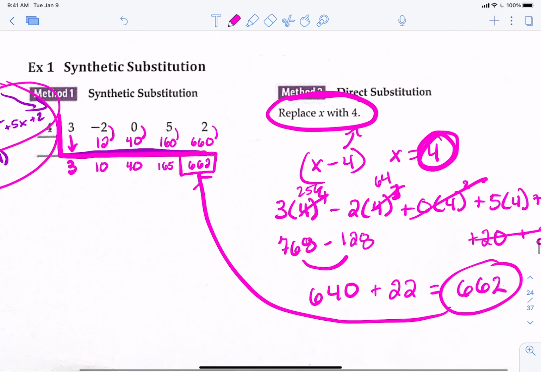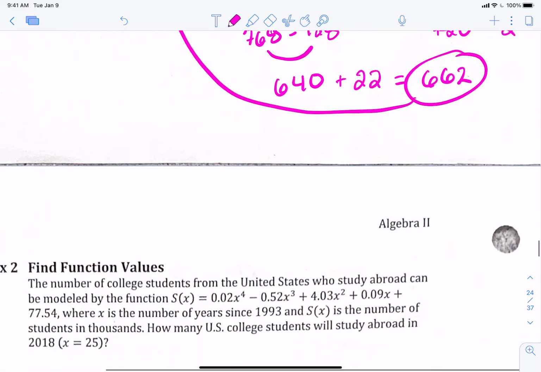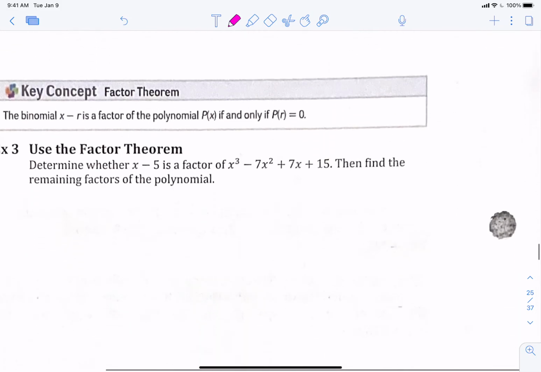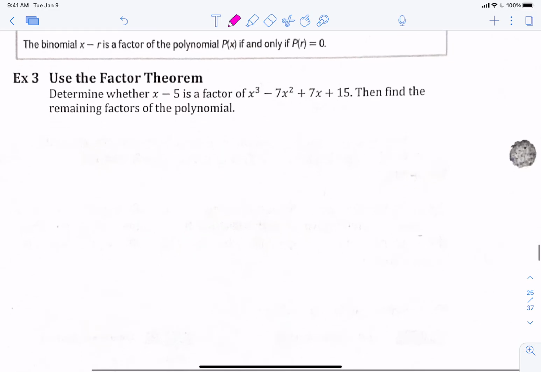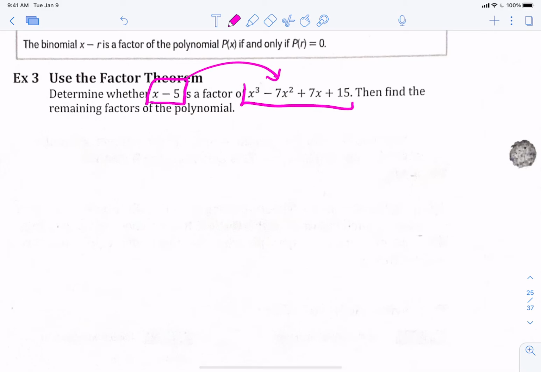Now, the really good thing about the remainder is that I'm going to skip down to example 3 real quick. Can I skip to example 3? Go to the back side, skip to example 3. If I want to see if x minus 5 is a factor of this equation, what does it mean to be a factor?